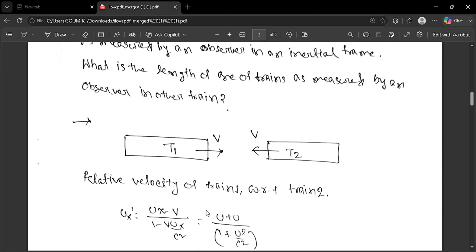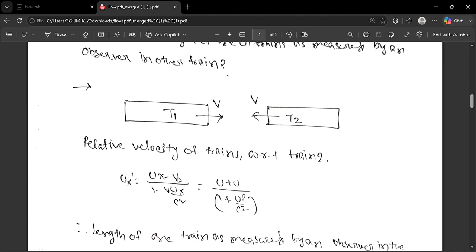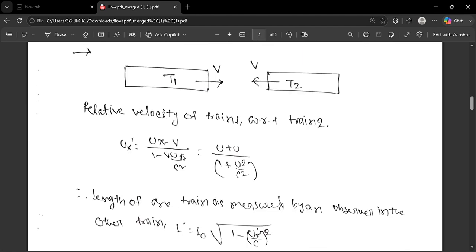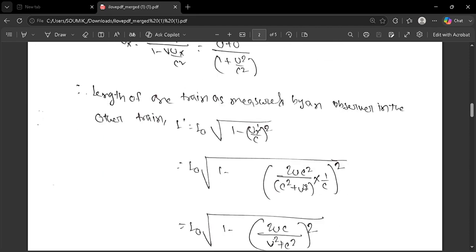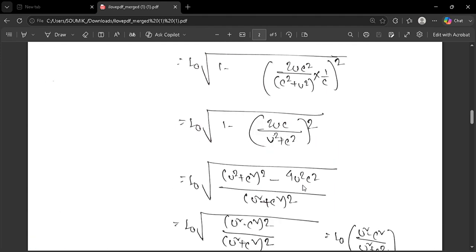Okay, so the relative velocity of T1 with respect to T2 is this ux prime. Here ux is equal to u and v is equal to minus u. From this equation we can find the relative velocity of T1 with respect to T2, and from the length contraction rule we can find the length of one train as measured by an observer in the other train. The rest of the portion is just calculation.